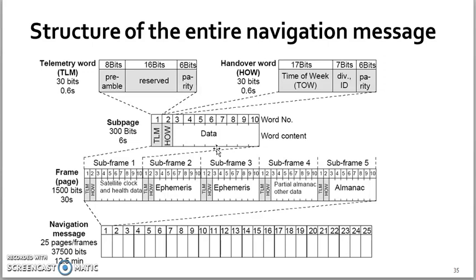Then the marker is used in the data stream every 6 seconds, and then a handover word is transmitted. To provide the synchronization information, a P code bit is used, and that bit is used in the handover word to identify the subframes.